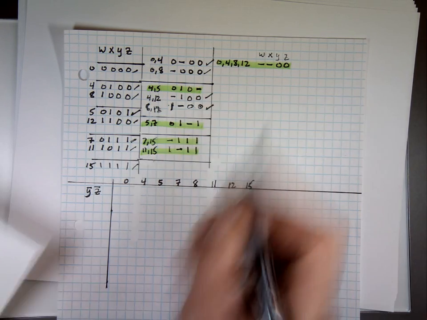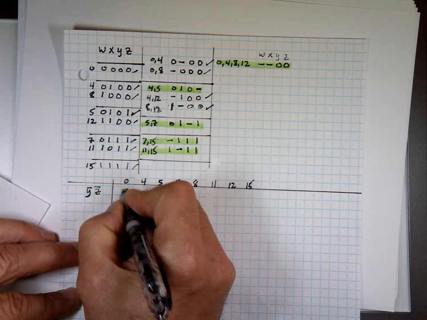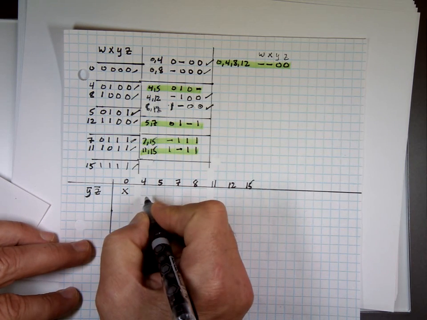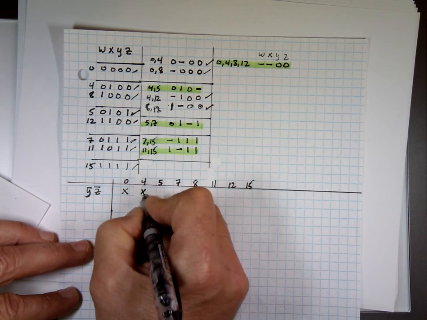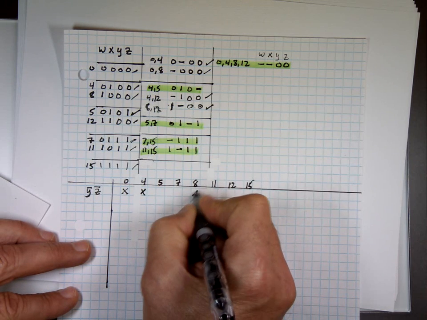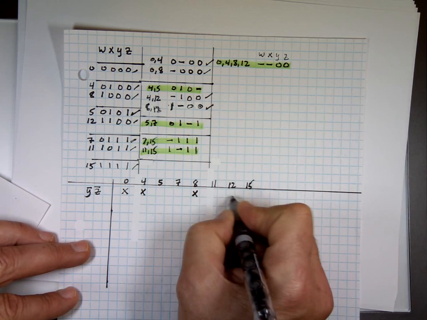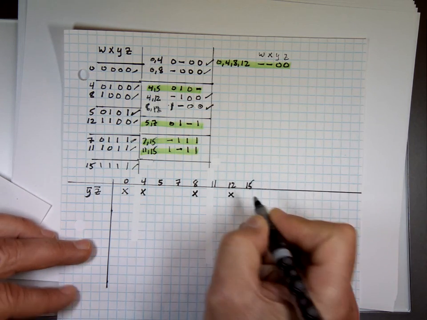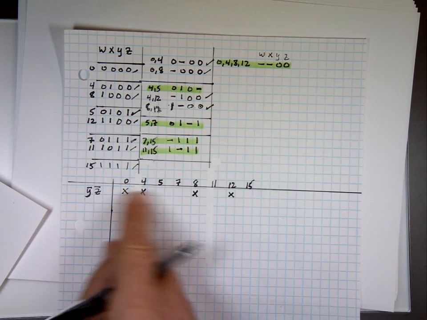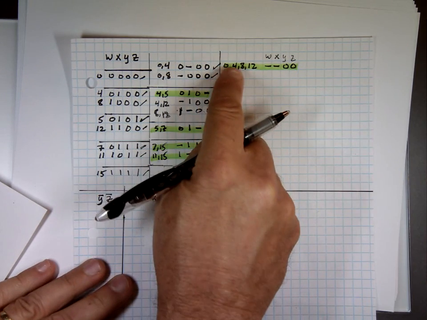Let's go to 0, put an X there. Let's go to 4, put an X there. Let's go to 8, put an X there. And let's go to 12, put an X there. This term covers all 4 of them. That's what it says here, 0, 4, 8, and 12.